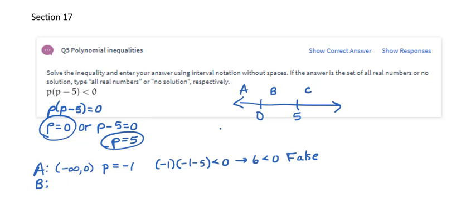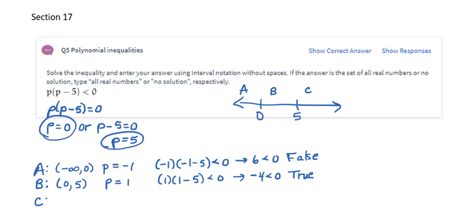Region B is the interval between 0 and 5. So a number between 0 and 5, we'll choose 1. Replacing p with 1, we get 1 times 1 minus 5. Is that less than 0? Well, this is really 1 times negative 4, which is negative 4, and that is less than 0, so that is true.